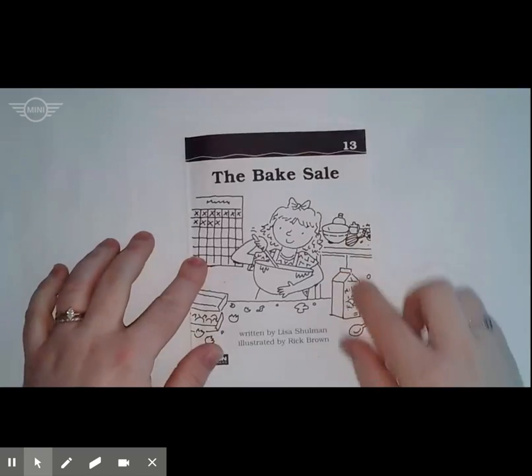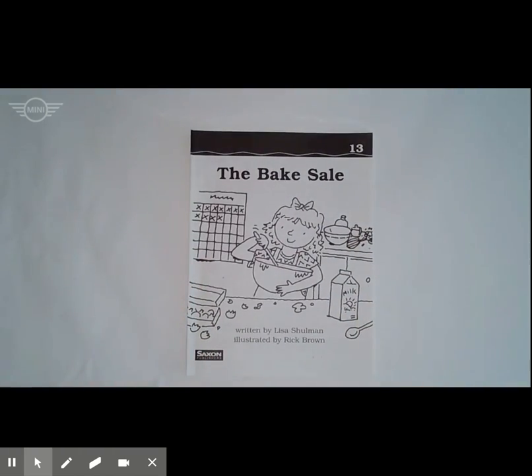That story was called The Bake Sale. Now make sure you read that to your family and then have them ask you the questions at the back. Then you can bring it back to school for a sticker.